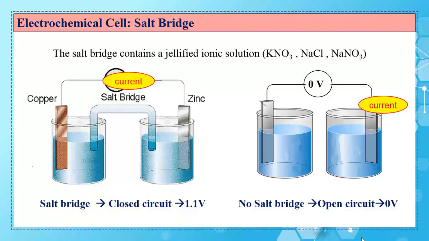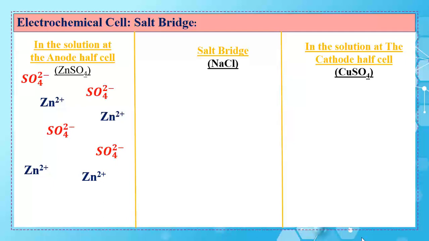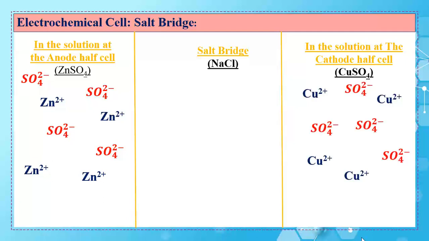Now, to study the second function of the salt bridge, we will concentrate on those ionic solutions. In the anode half cell of the previous electrochemical cell, we have ZnSO4 solution, which refers to Zn2+ and SO4 2- ions that are, as you can see here, initially equal. The same goes for the cathode half cell. The concentration of Cu2+ is equal to the concentration of SO4 2- ions. And the salt bridge normally contains Na+ and Cl- ions.